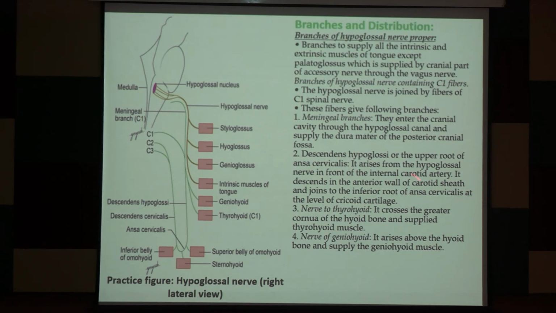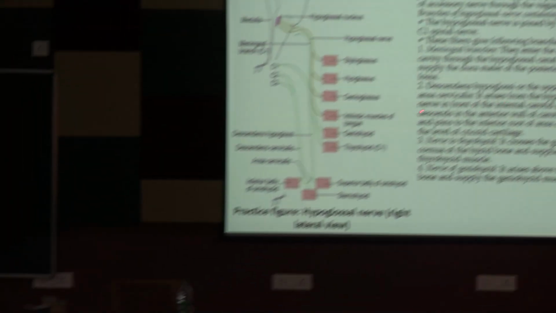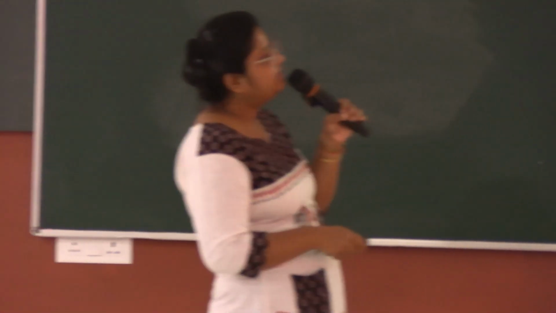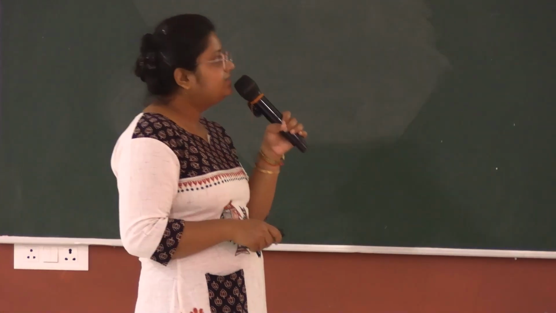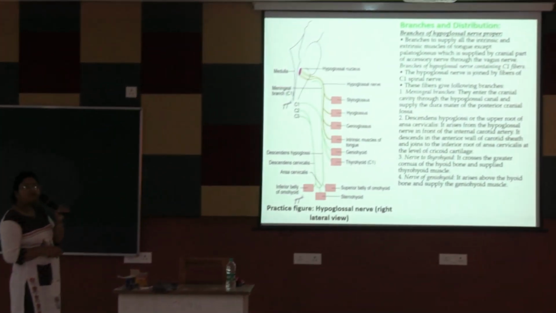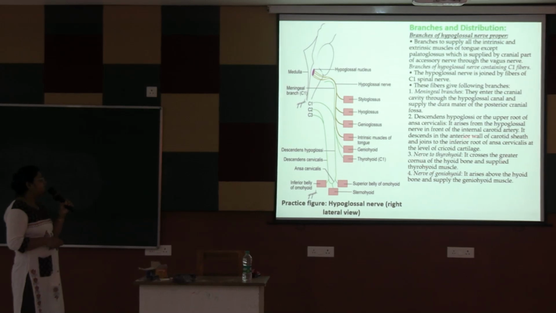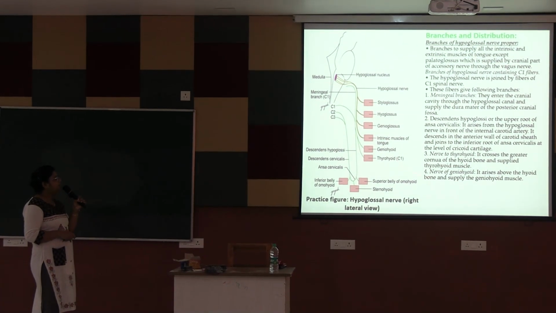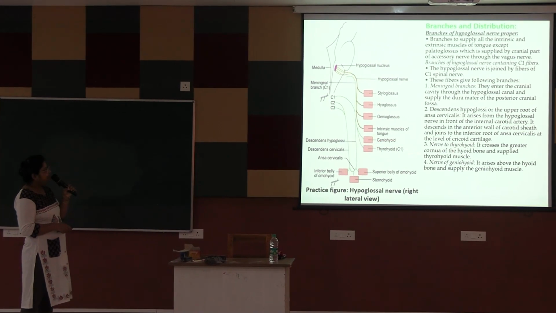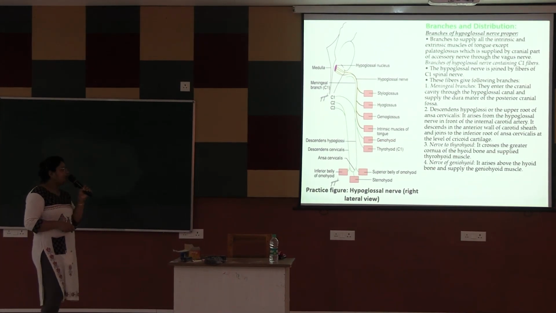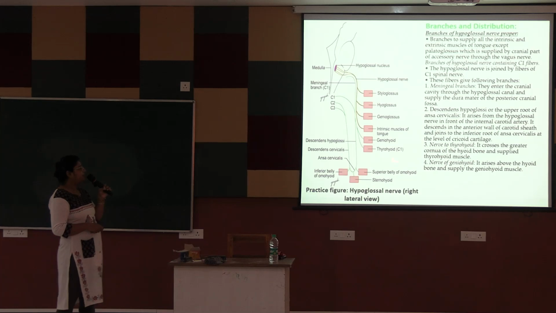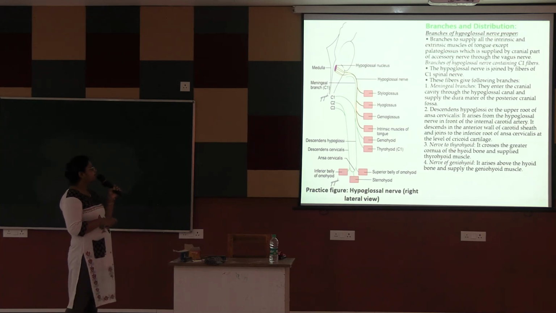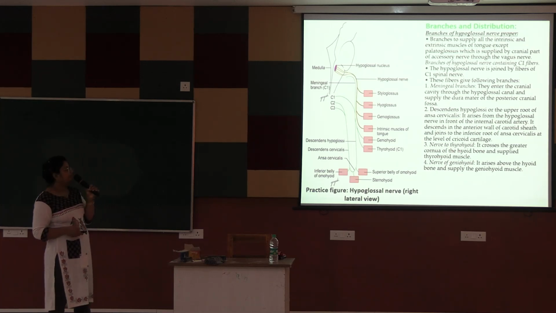And descendens hypoglossi, or the upper root of ansa cervicalis, arises from the hypoglossal nerve in front of the internal carotid artery and descends to join the inferior root of the ansa cervicalis at the level of the cricoid cartilage. And next is the nerve to thyrohyoid. It crosses the greater cornu of the hyoid bone and supplies the thyrohyoid muscle. Here, thyrohyoid. Nerve to geniohyoid arises above the hyoid bone and supplies the geniohyoid. This is the nerve to geniohyoid.